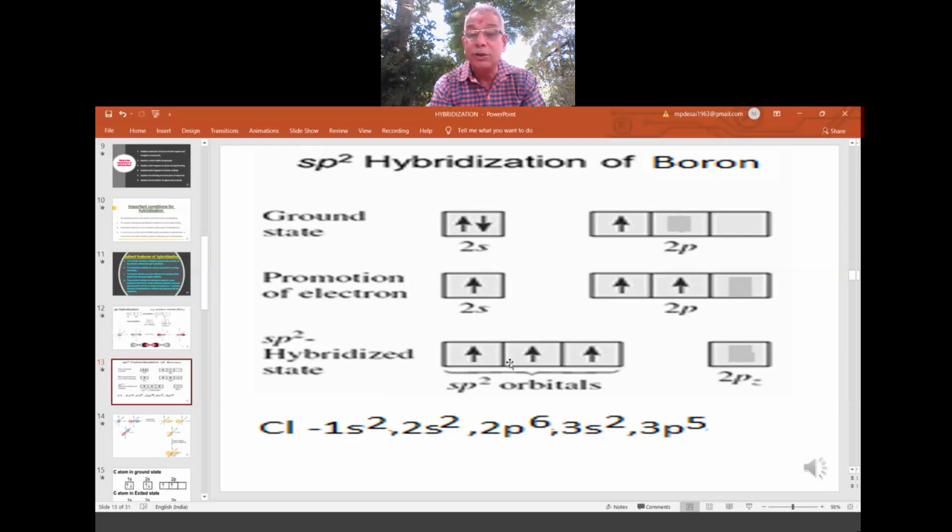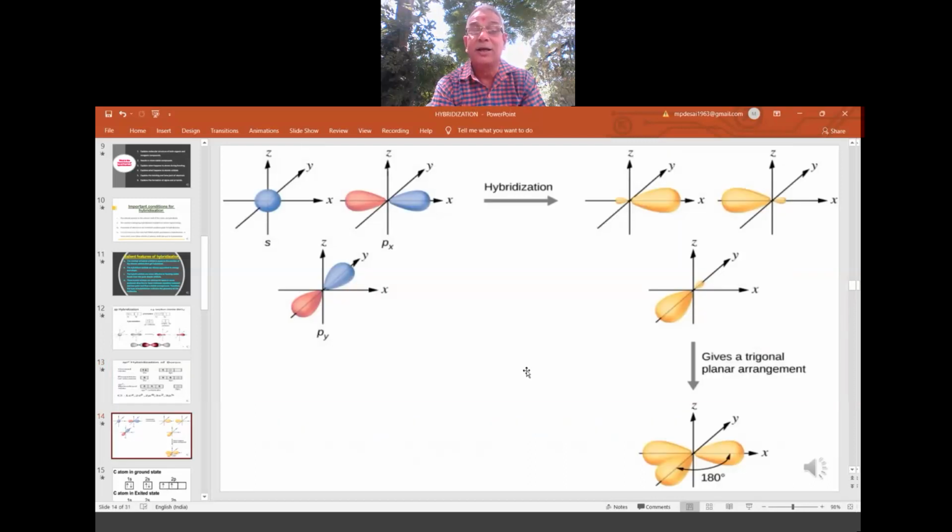Now to these three, chlorine will come with its electron. So chlorine is 1s2, 2s2, 2p6, 3s2, 3p5. 3p5 is written as 3px2, 3py2, 3pz1. So that one electron which is in 3pz will make a bond with this. Like that we require 3 chlorine. So 3 chlorine will come and make a bond with the hybrid atomic orbitals of the boron. So BCl3 is formed.